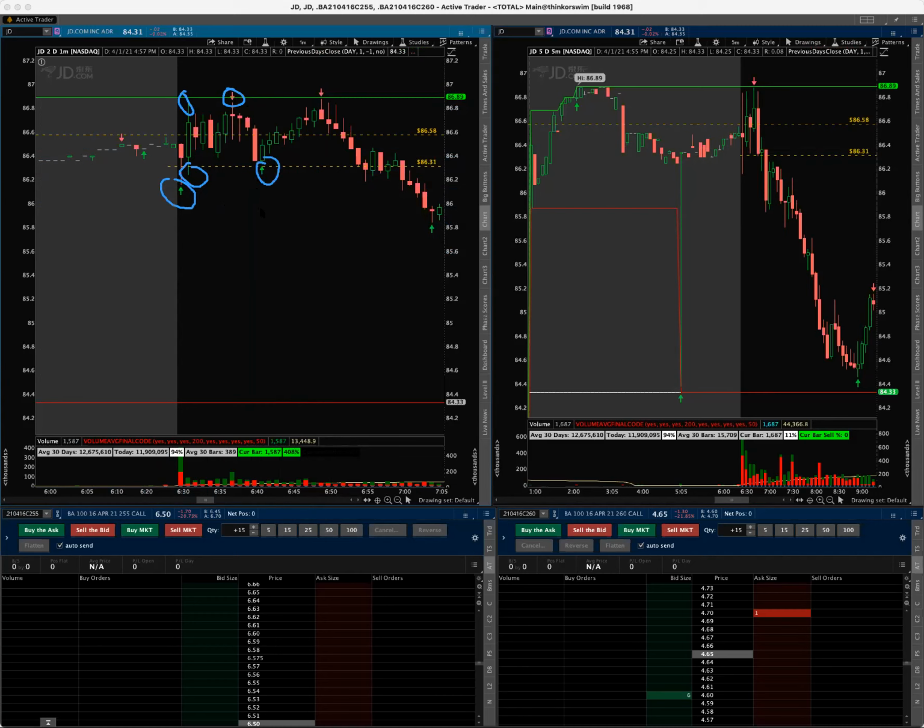Now we have it over here. Buyers are winning this battle. So you're getting a choppy action where you're not getting a clear directional move. So there's no reason for you to actually enter this trade.